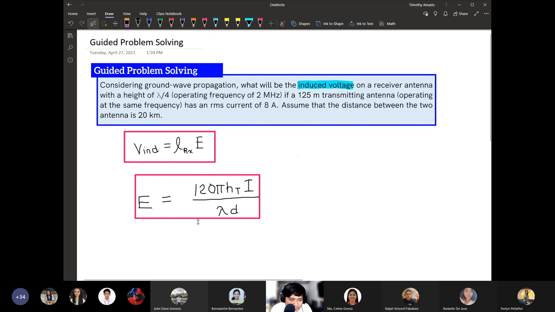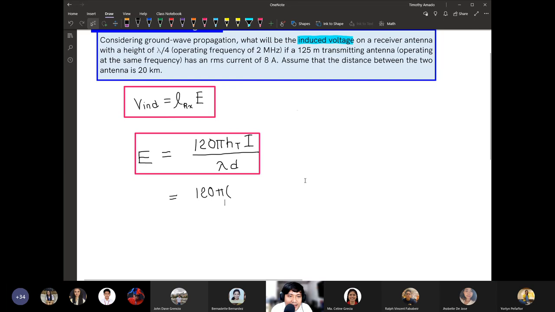Okay, guys, game. So we have 120 pi, then the height of the transmitting antenna, which is actually given, 125, multiplied by I, which is 8 in this case, divided by lambda. Lambda is wavelength, so we need the frequency. The frequency is 2 megahertz, 2 times 10 to the 6, and the distance is 20 kilometers. So what is E, the electric field strength, in this case?